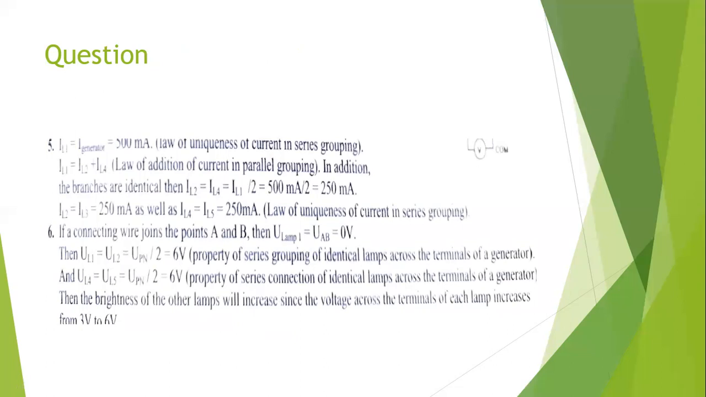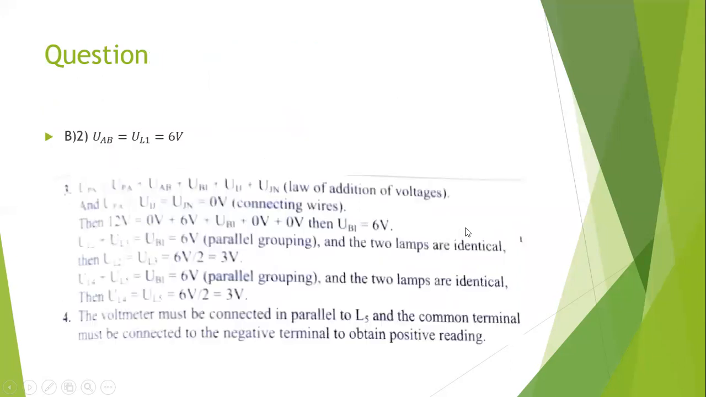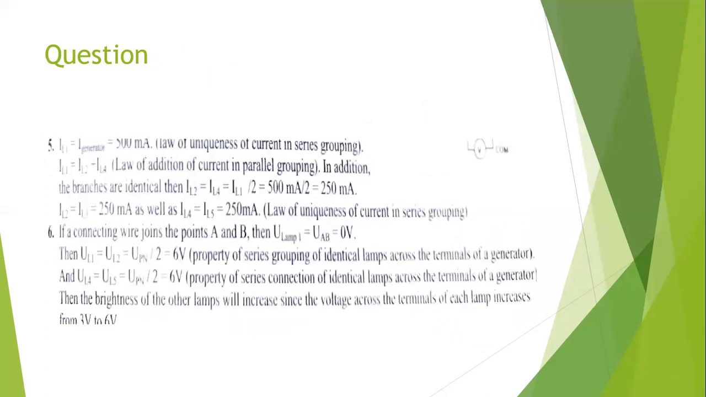If a connecting wire joins the points A and B, what would happen to the brightness of the other lamps? Justify your answer. So we make a connecting wire here. So this lamp will be cancelled. So will the brightness of the other lamps increase?